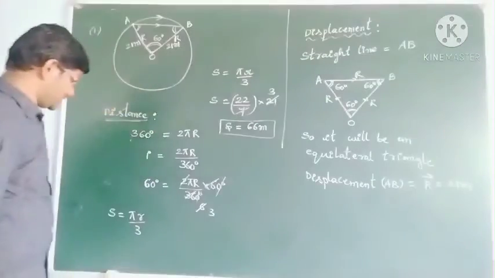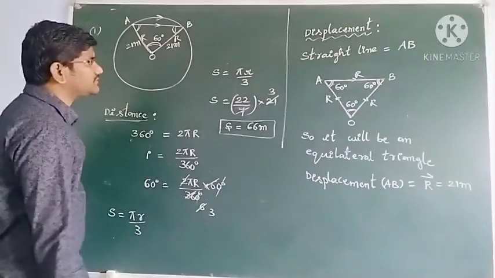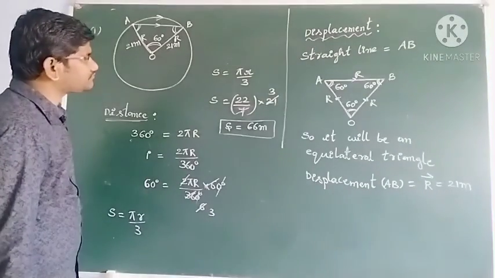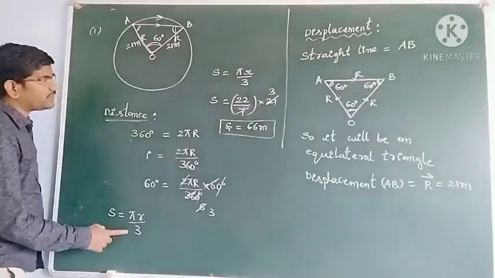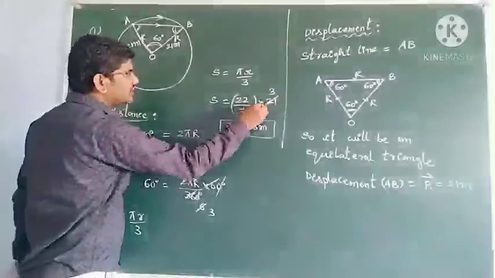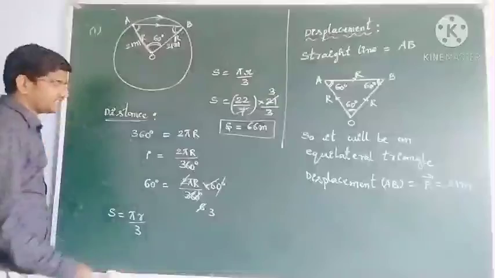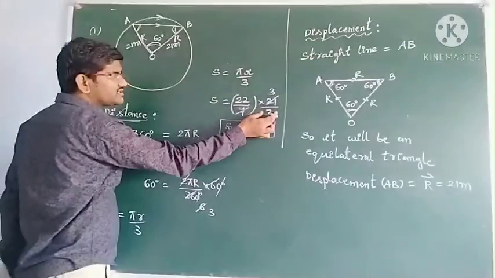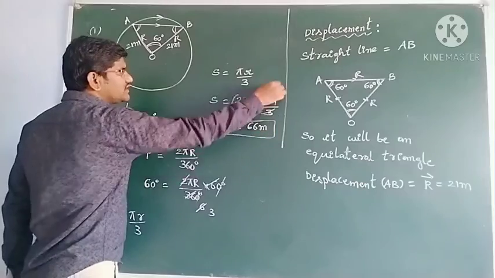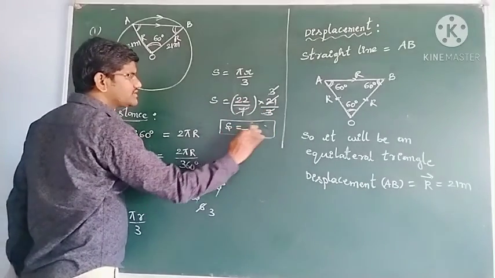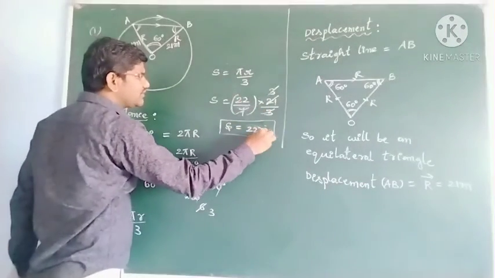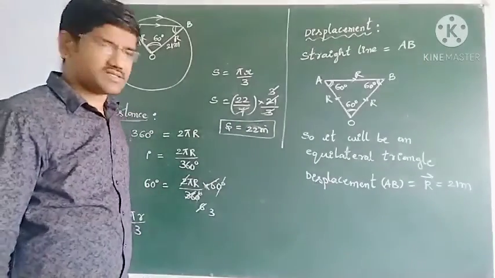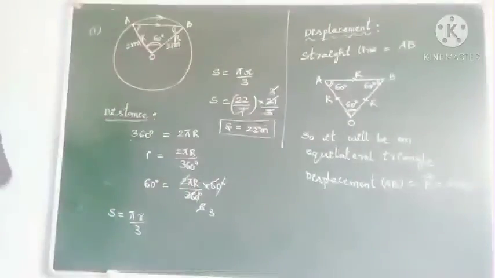Okay students. Distance, how much did we get? Distance means pi r by 3. Pi value is 22/7, and I missed the 3 in the denominator here. So see students, pi r by 3, with pi value 22/7 and this 3 in the denominator, so this 3 gets cancelled. Only 22 is left. So distance is 22 meters and the displacement is 21 meters. Okay, now we can go for the next problem.